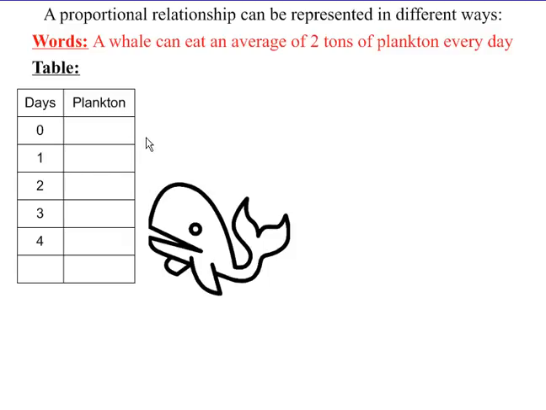with days and plankton. And we can say that after 0 days, which means we haven't really started yet, there'd be 0 tons of plankton eaten by the whale. After 1 day, we'll have 2 tons. At 2 days, we have 4 tons. At 3 days, 6 tons. And 4 days, we have 8 tons.